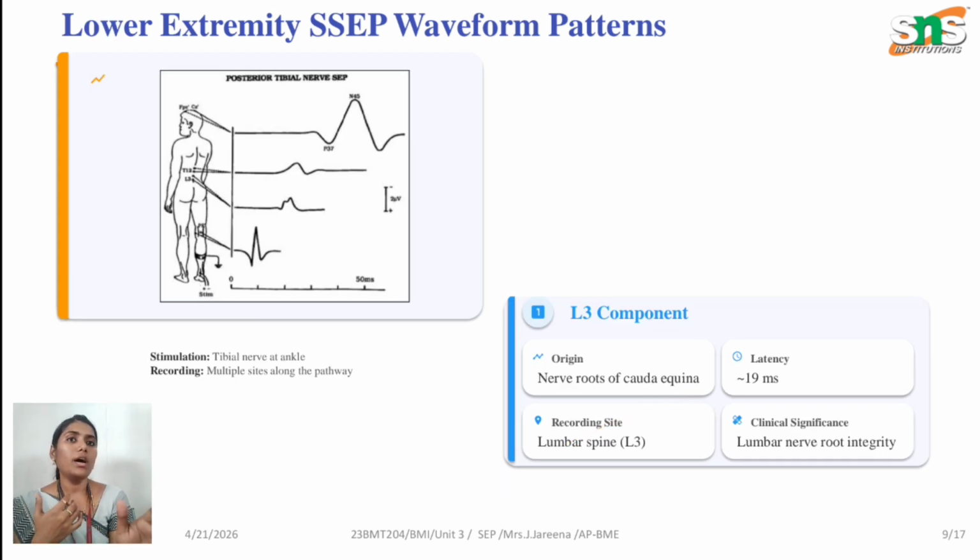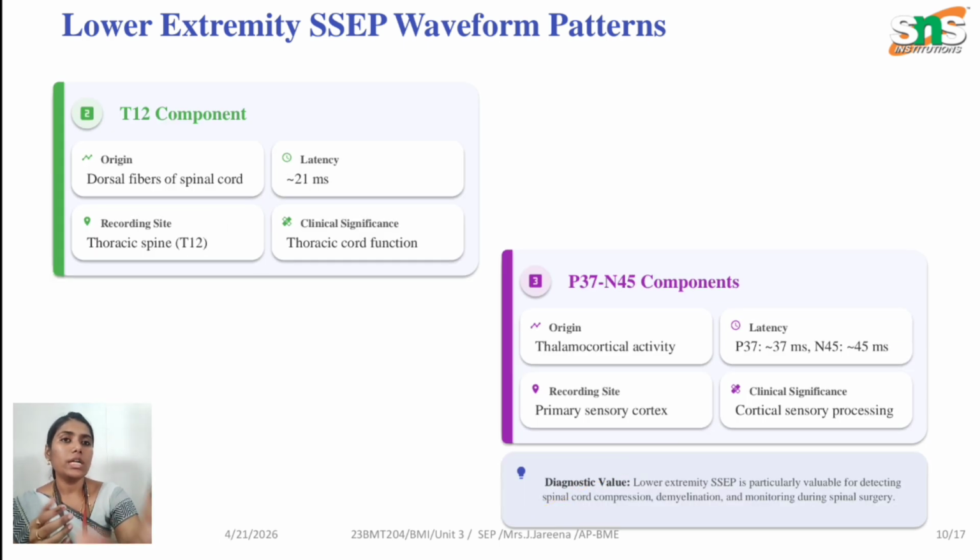Similarly for lower extremity, you have the L3 component, that is a lumbar component. Its origin is the nerve roots of the cauda equina, the area you can see in the spinal cord, that is the lumbar spine. The latency for this is 19 milliseconds. The clinical significance is that you can easily identify the integrity of the lumbar nerves, whether there is any problem or not. The next is the T12 component of lower extremity, that is thoracic, and the P35 and N45 components, which are thalamocortical, that is the brain part of your primary sensory cortex.